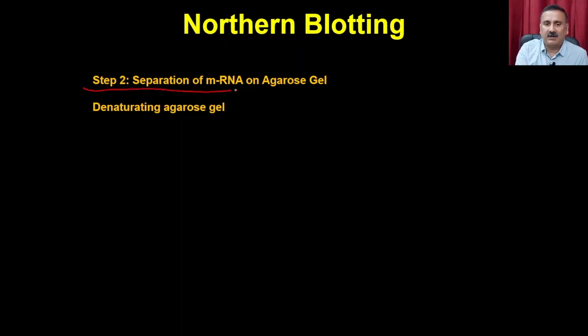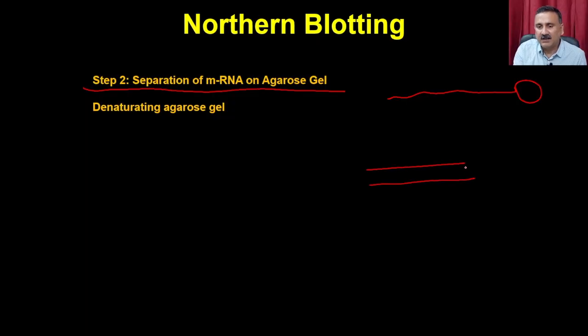Now the second step is the separation of messenger RNA on the agarose gel. Here you have a little complication, because messenger RNA is a single stranded nucleic acid, and these single stranded nucleotides have the freedom to move around. If you have a double stranded DNA like this, then you have a restriction, because the strands are bound to each other. Because of this, you may not get a very good separation of these messenger RNA molecules on the regular agarose gel.